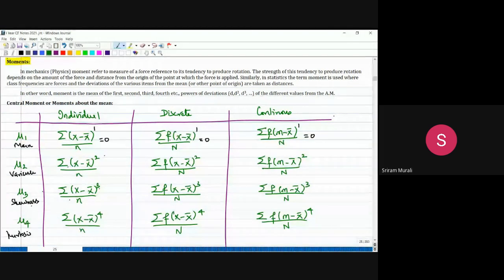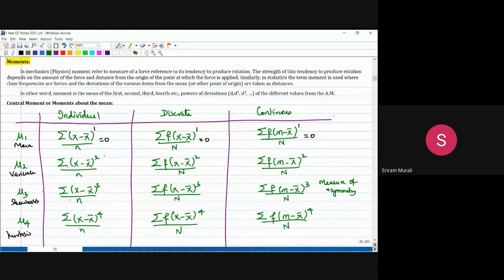What is the third degree? Third degree represents skewness. Skewness means a measure of asymmetry. Asymmetry means, 0 to 1 and minus 1 is symmetrical, but minus 1 to 0 is not symmetrical to 0 to 2. So this is asymmetry. To measure this asymmetry, we will use skewness.